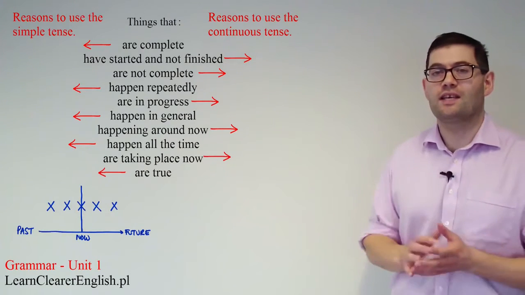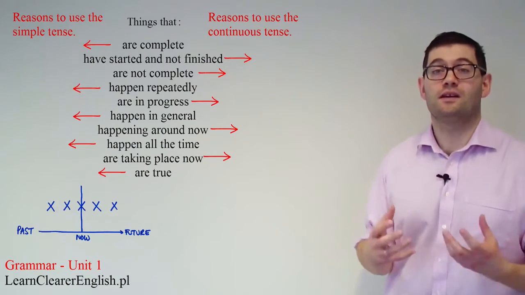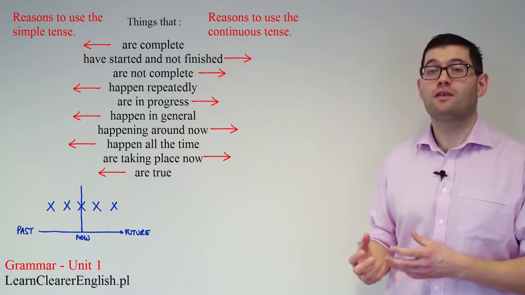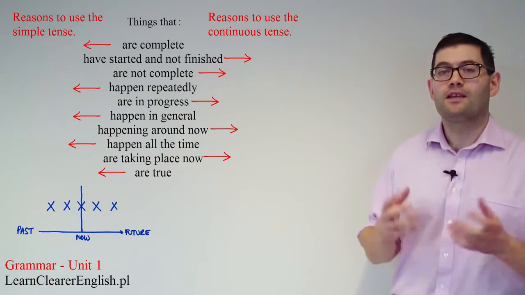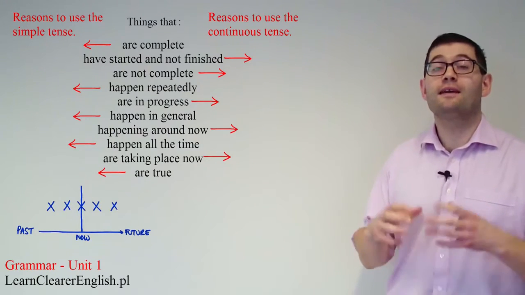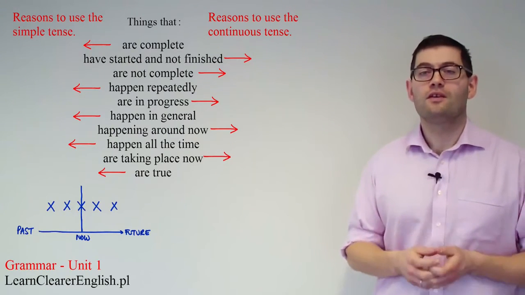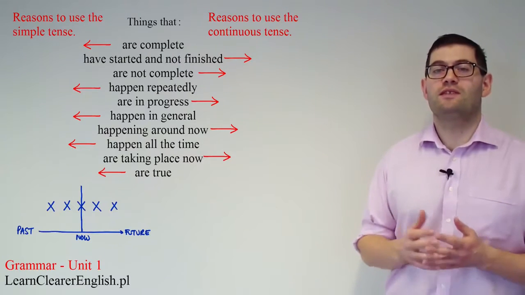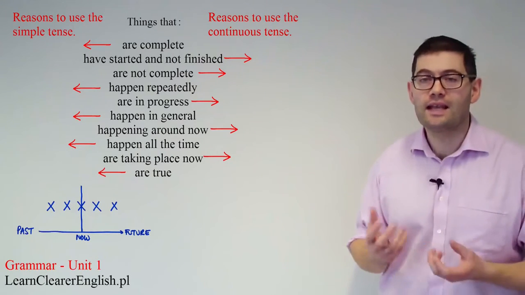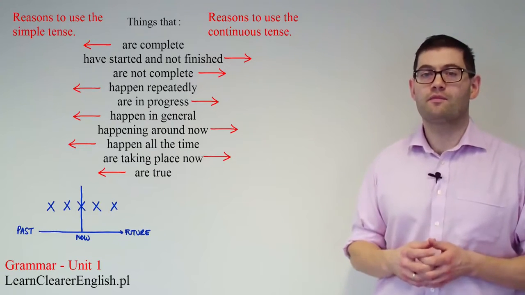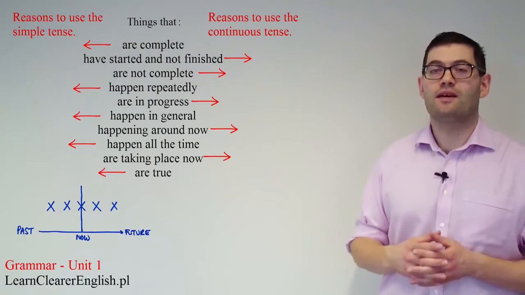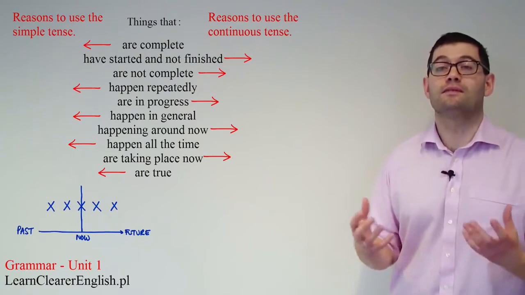The continuous tense is used to describe things which have started and have not finished. Therefore, things which are not complete. Another way of saying that would be things that are in progress. We also use the continuous to refer to things which are happening around now. This around now is not limited in time. For example, the second metro line is being built in Warsaw around now.